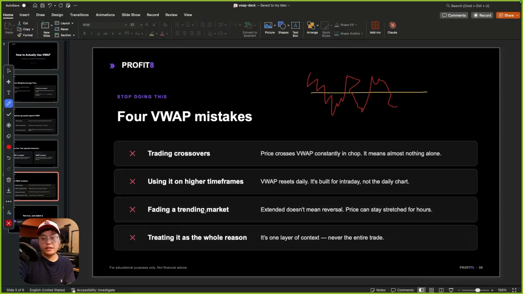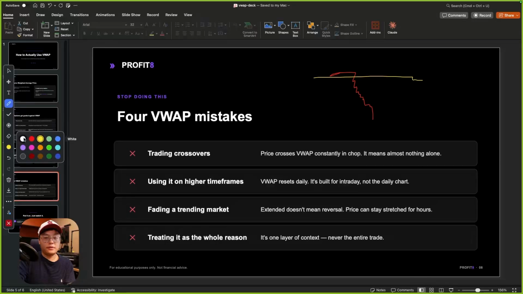Yeah, if it extends and doesn't reverse, it's a trending market. It's gonna keep on dropping. So let's say the charts are like this. It's dropping, it's trending downwards. VWAP is doing this. It's far extended out.